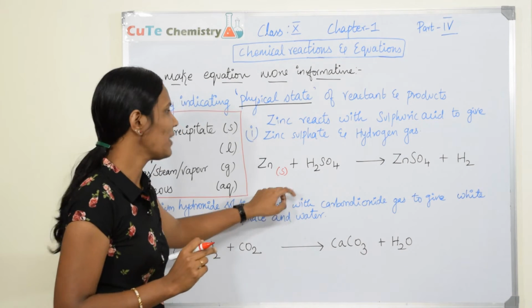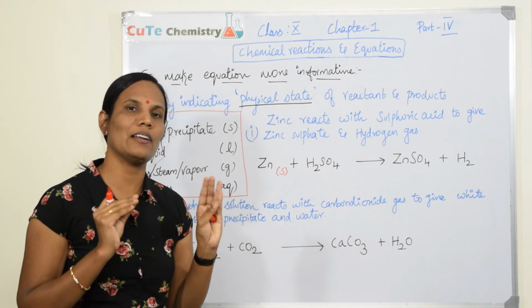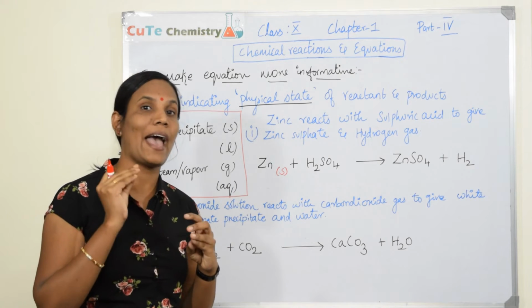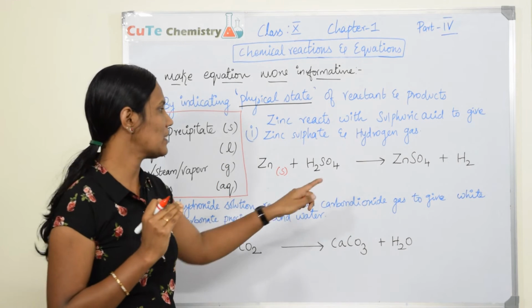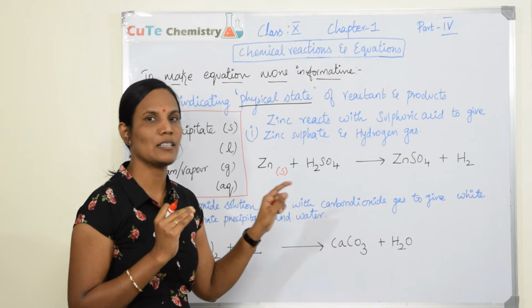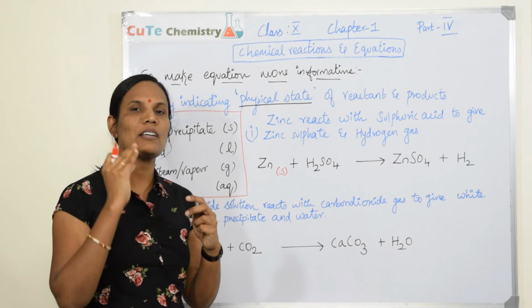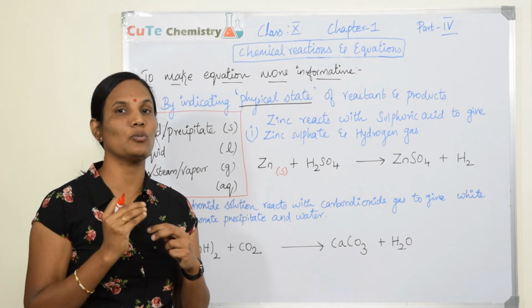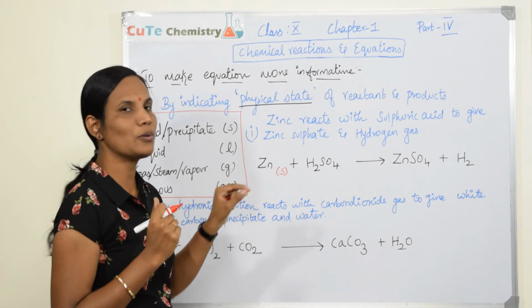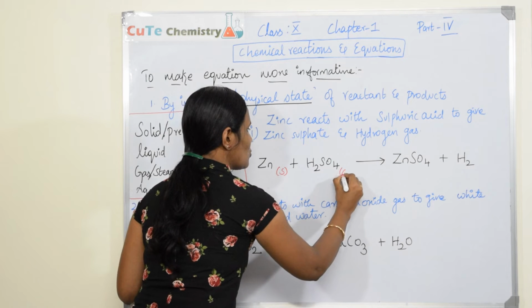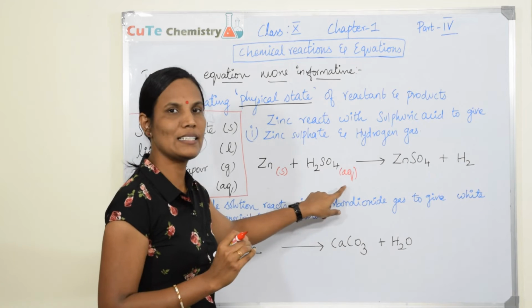Zinc is a solid that is reacting with sulfuric acid, and whenever an acid is given in a reaction, that acid will be in aqueous form. In appearance it will look like a liquid, but it is not an actual liquid, it is aqueous, which means the sulfuric acid is dissolved in water. Any substance, if it gets dissolved in water, then we have to mention aq. aq means it is an aqueous solution. So sulfuric acid is an aqueous solution, so we have to write aq. The state of zinc is solid, sulfuric acid is aqueous solution.